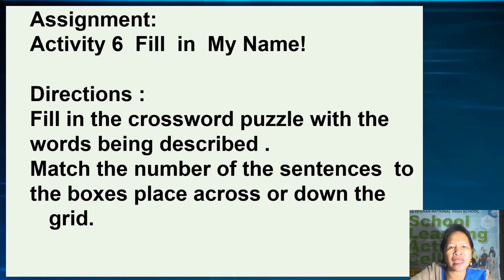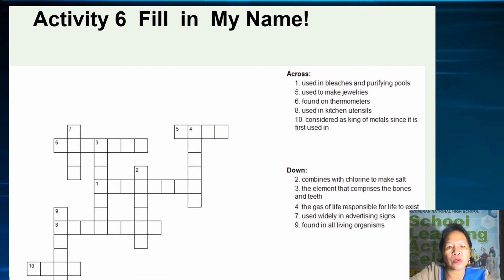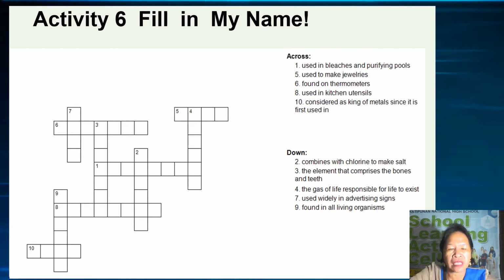This will be your assignment. Fill in my name. I guess everybody is interested in a crossword puzzle. So you have to fill in the crossword puzzle with the words being described. Match the number of the sentences to the boxes placed across or down the grid. The puzzle is found in your module. So try to answer it and then we're going to check it next meeting. Understood? Are there questions? I guess everybody got it right.